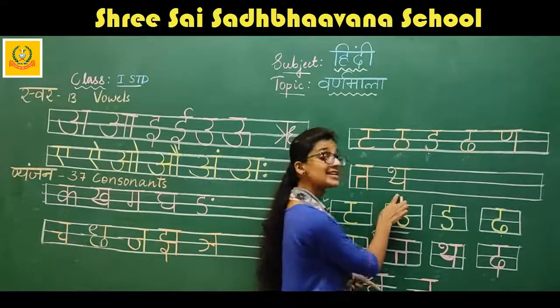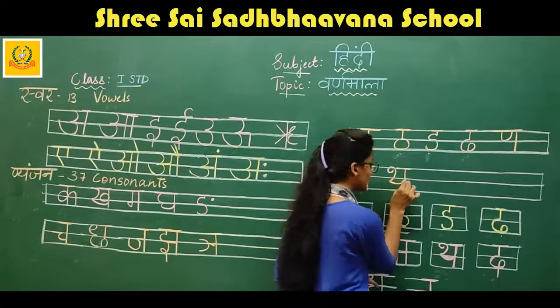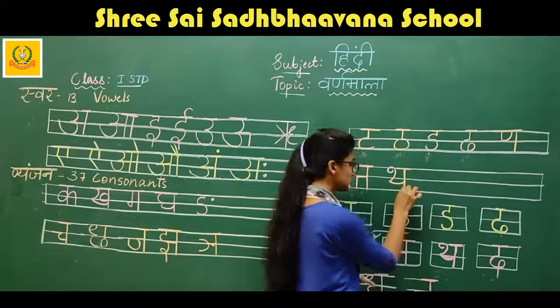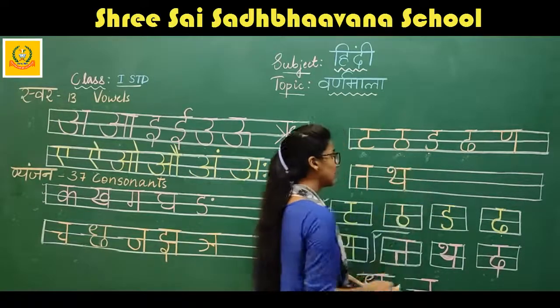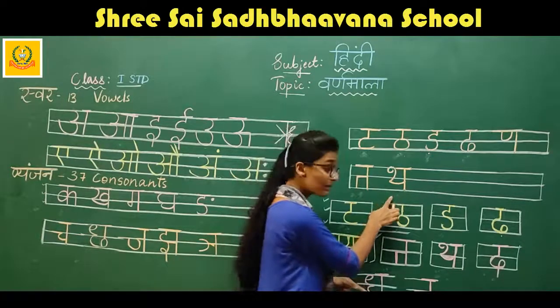This tha says thermos. Curve. Again bring another curve downwards. Standing line and sleeping line. Tha says tarbooj. Tha says thermos.